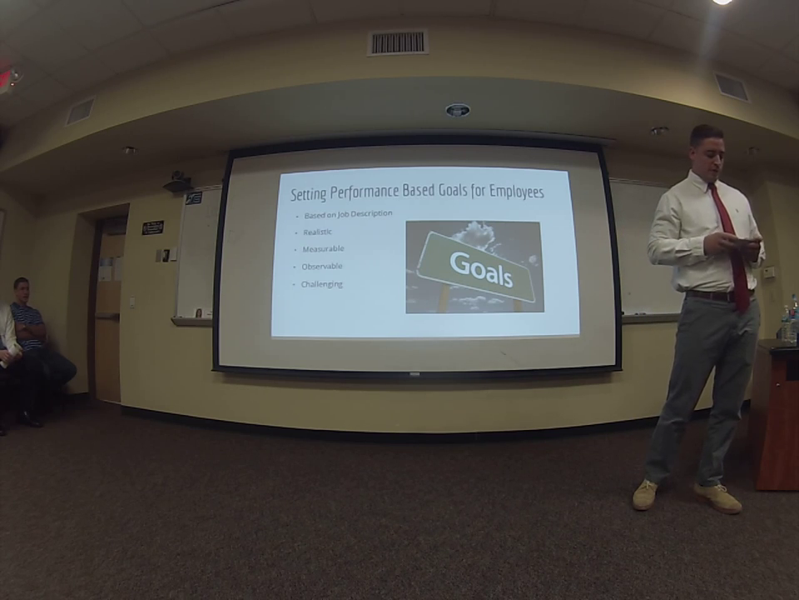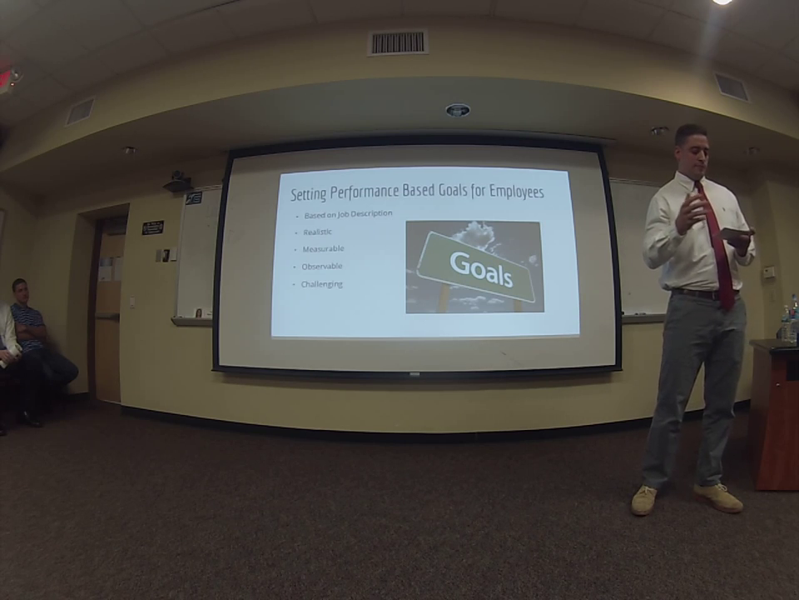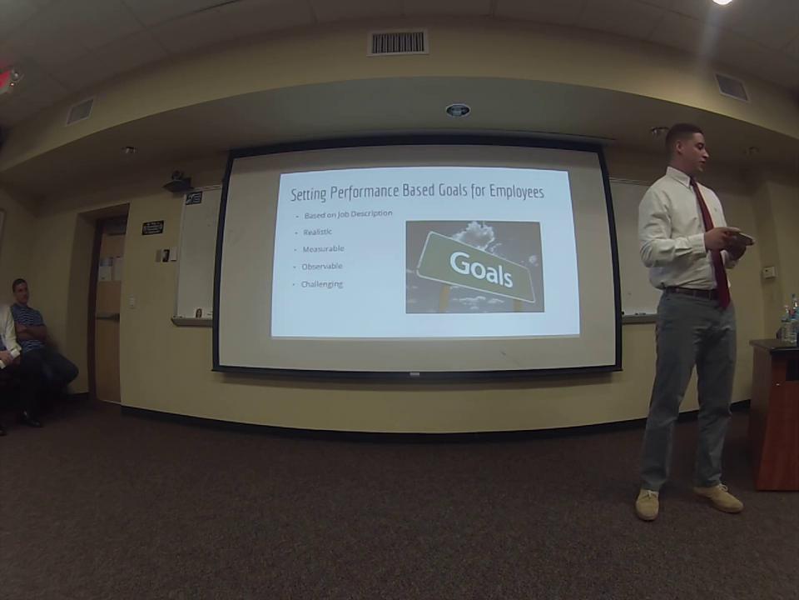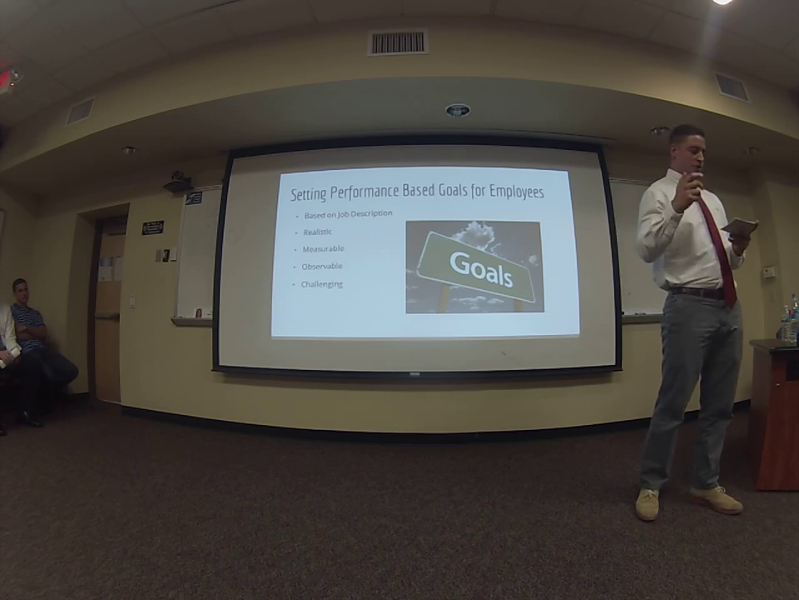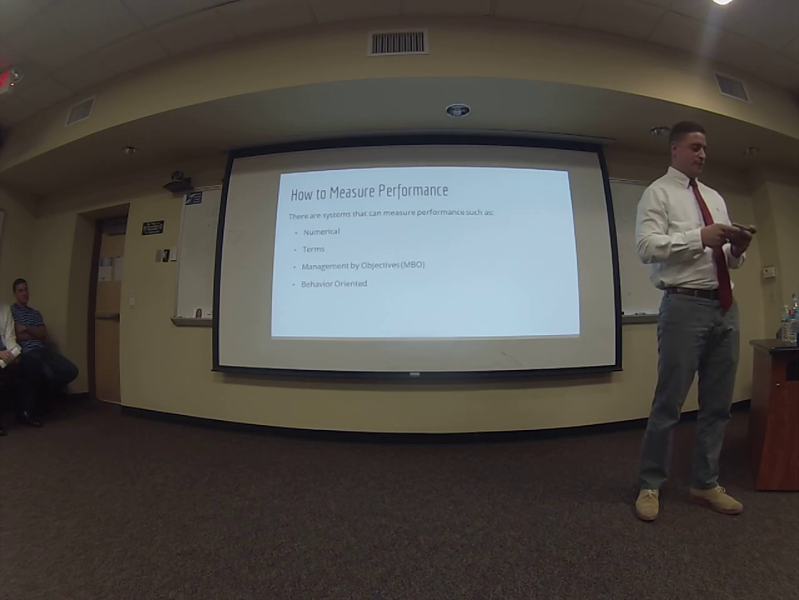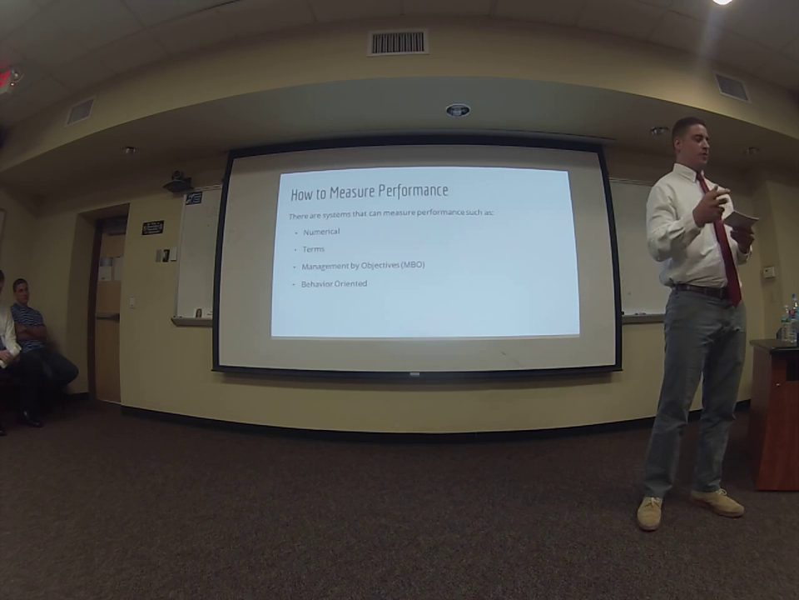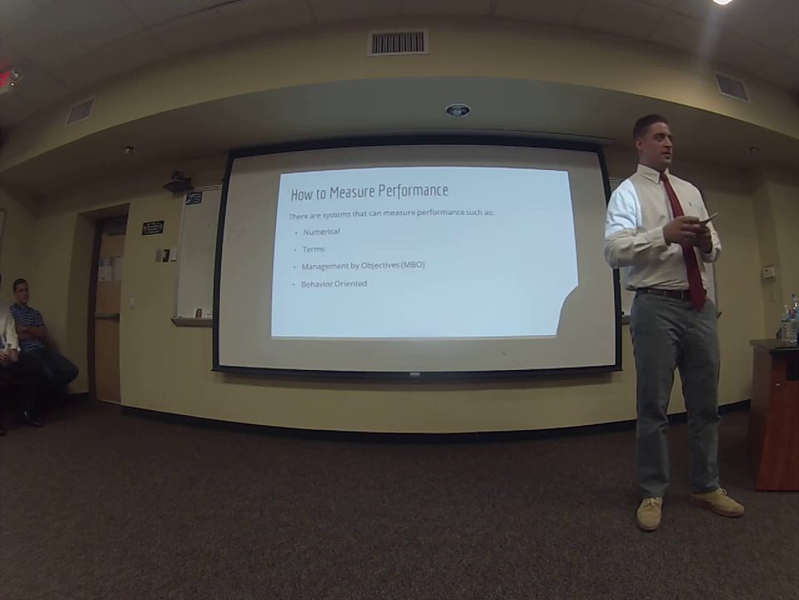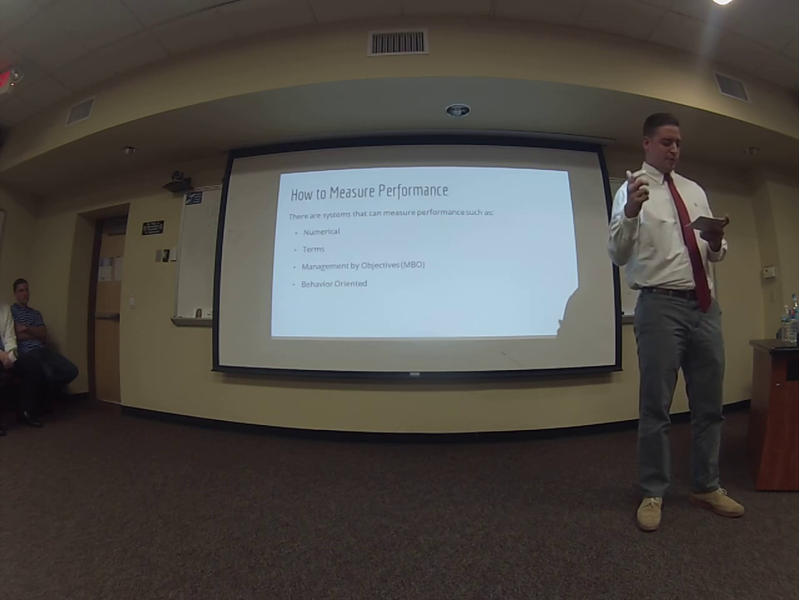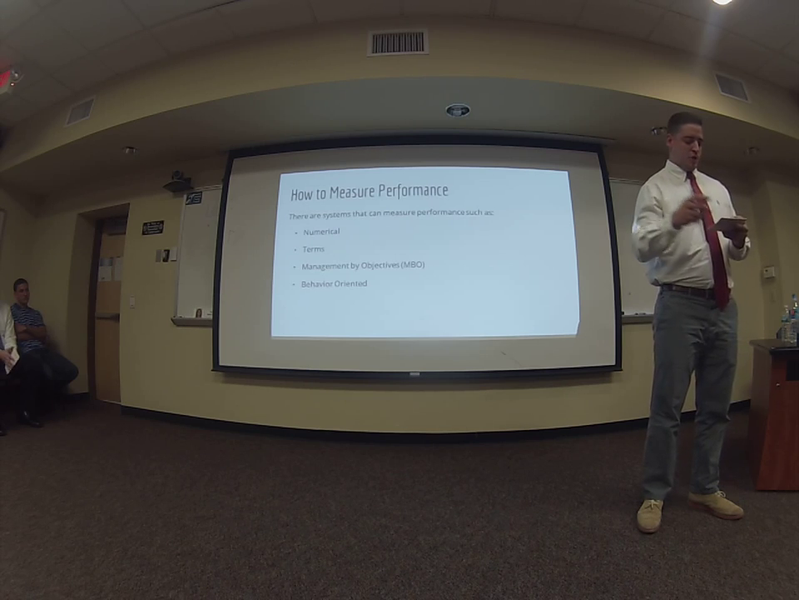Performance-based goals start with the job description. Then there's realistic. Some might be realistic for one employee, but not the other. There's measurable, so you can measure each employee's progress. Observable, and challenging. You want to challenge your employees to get them out of their comfort zone. And how do you measure performance? There are a couple of systems that can measure performance. The first one is numerical. An example would be a 1 to 10 scale, 1 being they didn't do so great, 10 they were excellent. Then there's management by objectives: did they complete all the tasks they were given? Behavior oriented: are they showing improvement?